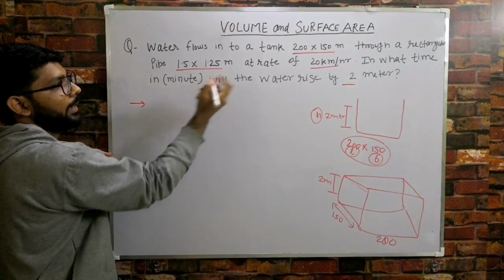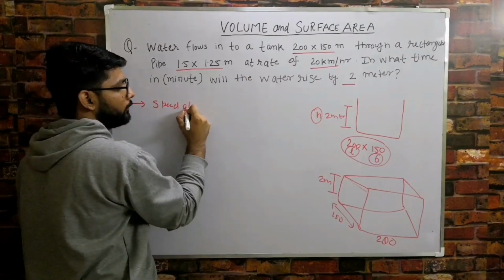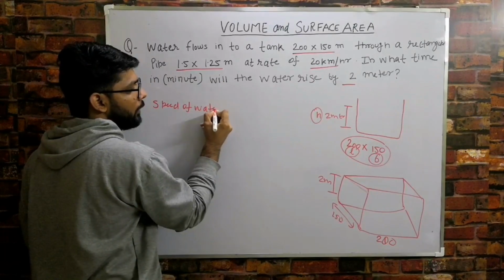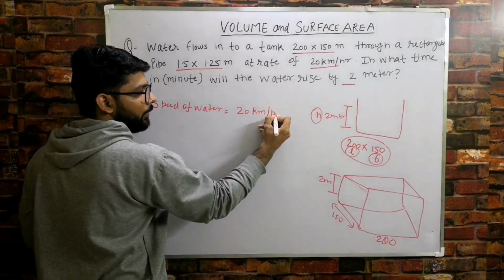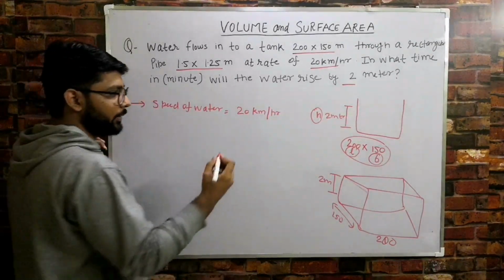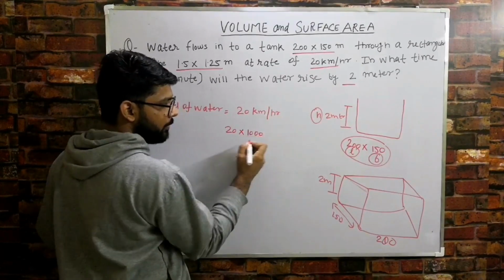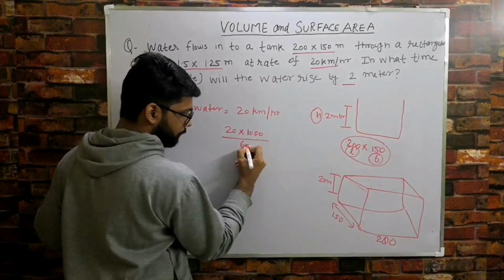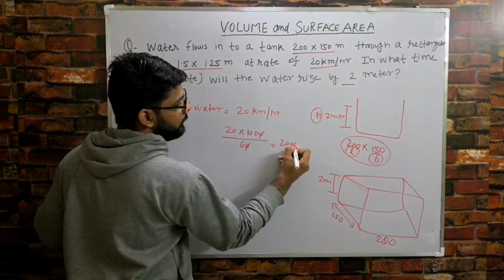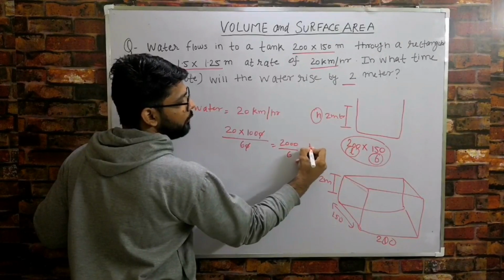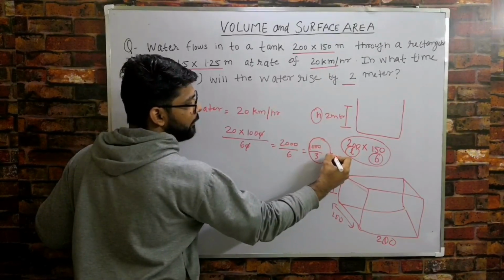So first of all we write the speed of water is 20 km per hour. 20 किलोमीटर पर आवर, तो हम इस 20 किलोमीटर को मीटर में कन्वर्ट करेंगे. 20 into 1000, 1 kilometer having 1000 meter, and divided by 60, so we can write 2000 by 6 is equal to 1000 by 3. So this is the speed of the water in meter per minute.